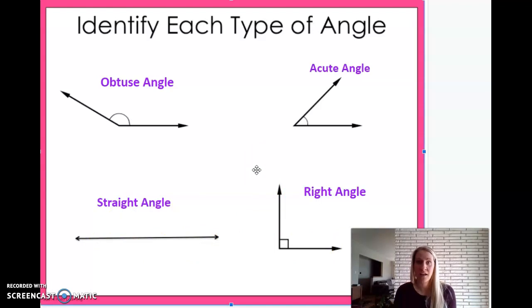This will be on the quiz on Friday. So I know it's review, but just make sure that you understand all of these. And that is your introduction to angles.